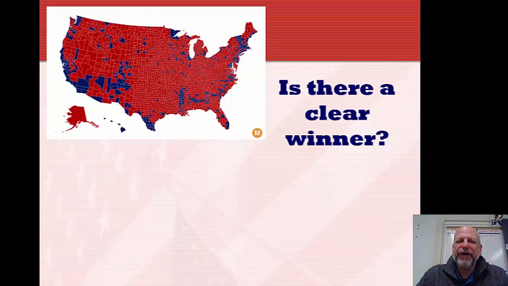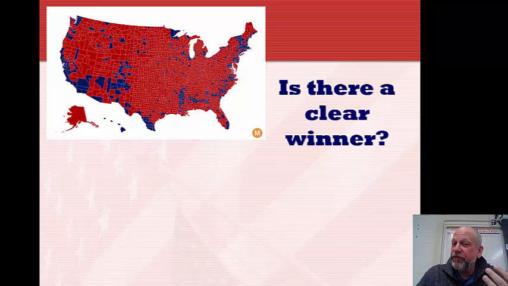So let's take a look at the presidential election itself. We have already been through the primaries and been through the convention, and now it's time for Americans to make their choice. Take a look at this election map. This is broken down by counties across the entire United States of America. Do you see a clear winner?